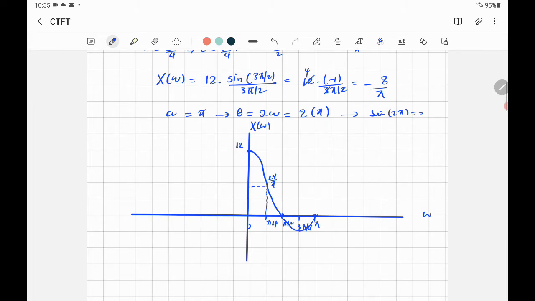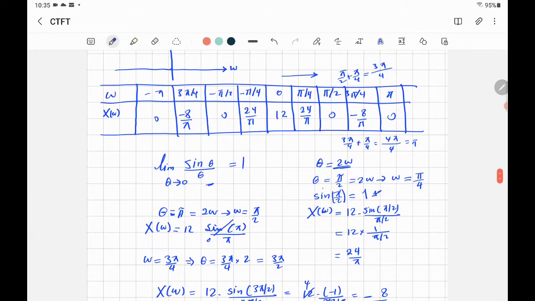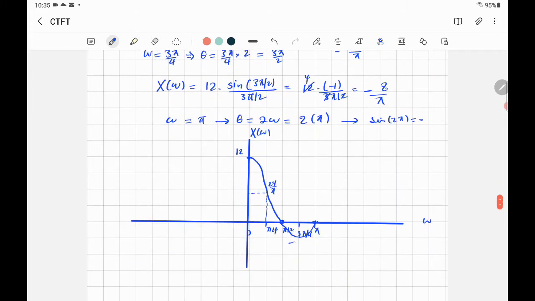At 3 pi over 4, if you remember, the value is equal to negative 8 over pi. And you observe it's decreasing. So I expect that when you go here, the value will keep decreasing until it goes to 0. And the negative part will be symmetric. So if you have negative pi over 2, it will be 0. So it will be symmetric like this value here.